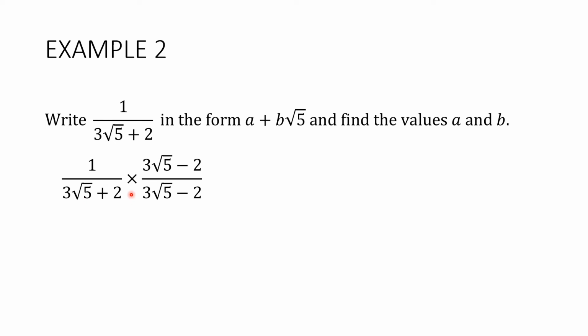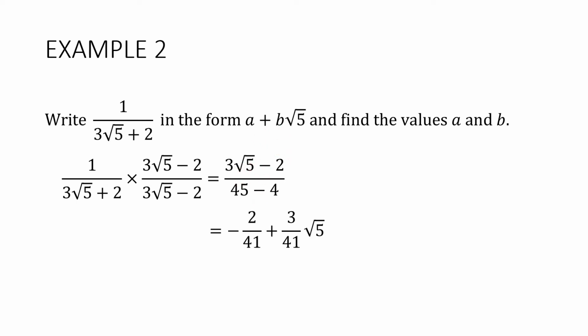If you just multiply top and bottom by root 5, take away 2, you won't rationalise the denominator. So, across the top, one lot of this gives us 3 root 5 take away 2, and on the denominator we have 3 times 3 is 9, root 5 times root 5 is 5, so 9 5's 45, take away 4. Now I'm going to split this into two fractions and put it in this form. So I'm going to put this root 5 at the end. It's going to be negative 2 on 41 plus 3 on 41 root 5. And so a is equal to negative 2 on 41 and b is equal to 3 on 41.